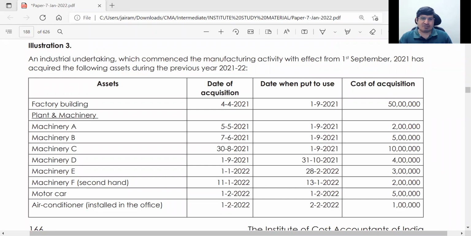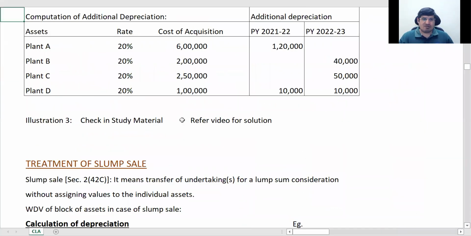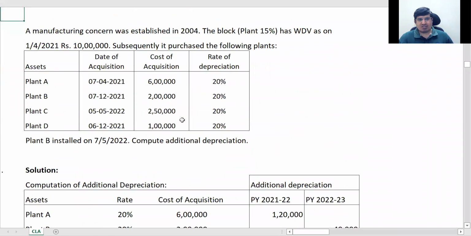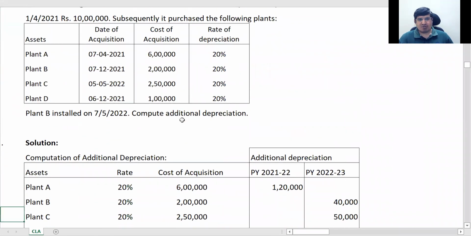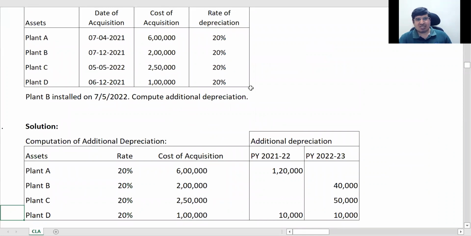Okay, so the previous problem, this was the one. If you didn't see, this was the previous problem we did. Exactly all are same as we had discussed. Last one is 10,000. This is current previous year. This is next previous year.